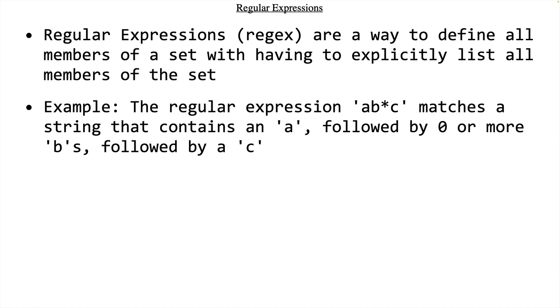So if you have the regular expression a, b, star, c, if you kind of read it out longhand, it may help you. A string is going to match this regular expression if it contains an a followed by 0 or more b's followed by a c. So ac will match this, abc, abbc, etc. So that's what I mean by defining a match without having to tell every possible string.